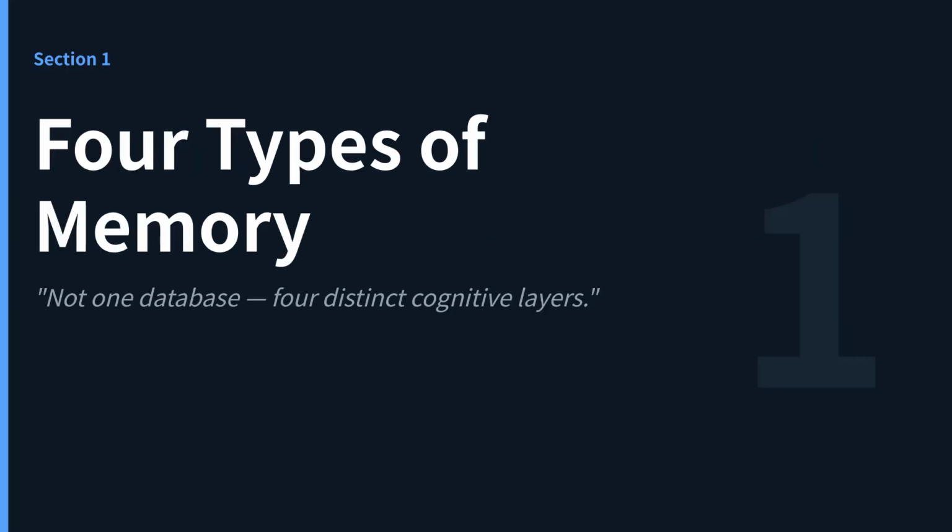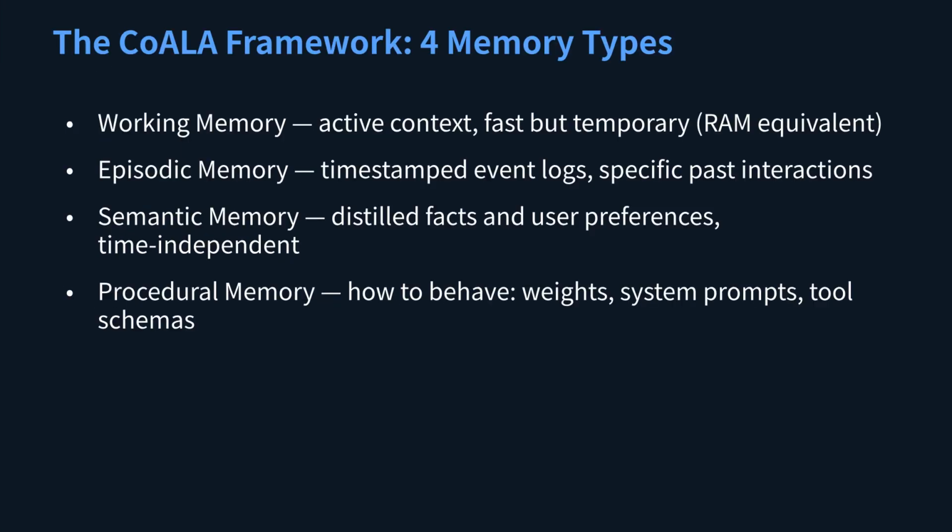To fix this, researchers at Princeton and Carnegie Mellon proposed a framework called CoALA, which stands for Cognitive Architectures for Language Agents. The big idea is that AI memory should work more like human memory, not one giant database, but 4 distinct types, each serving a different purpose.